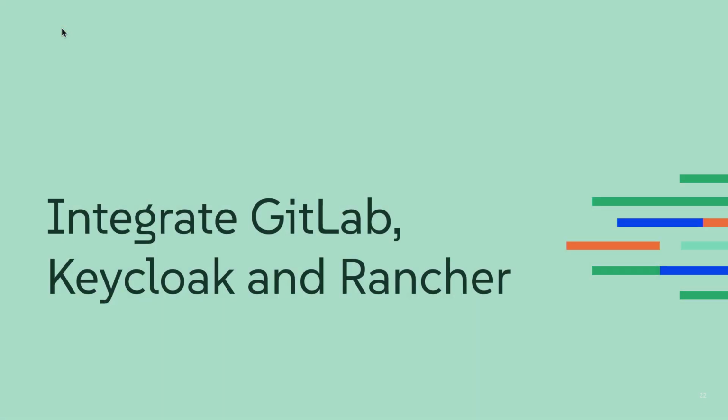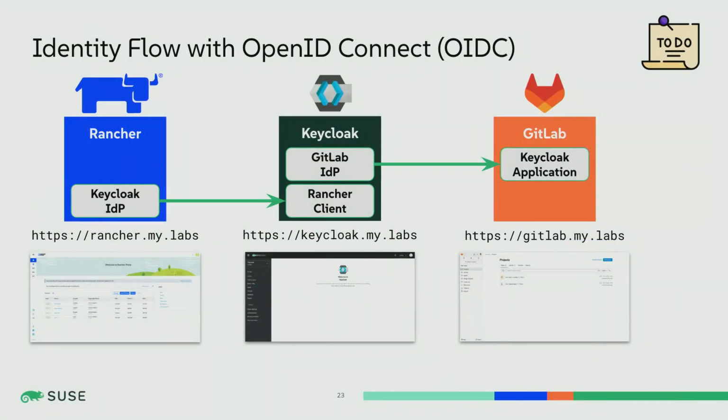So now, how to integrate GitLab, Keycloak, and Rancher in that tutorial. Why do I need Keycloak in between Rancher and GitLab? At the time I started this project, the customer I work for requested to use the GitLab identity to log into Rancher. Rancher at the time was only able to connect with Keycloak as an OIDC provider. So I decided to use Keycloak as a proxy between Rancher and GitLab.